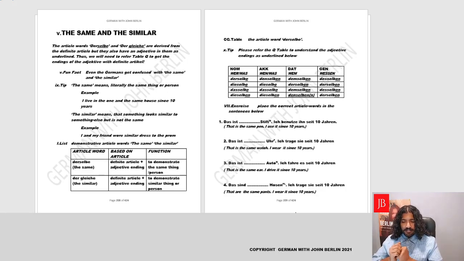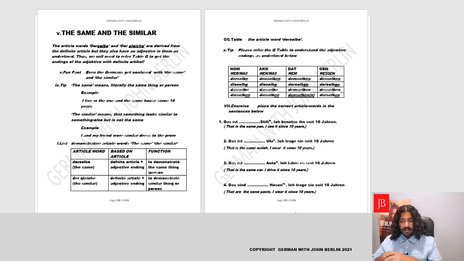Now the first one is der selbe. It is made up of der, which is an article, and selbe, which is like an adjective. So we'll need to remember our adjective endings. I'll show you in the table. The other, the similar, is der gleiche. Now der selbe is written together as one word, der gleiche is written apart as der and gleiche.